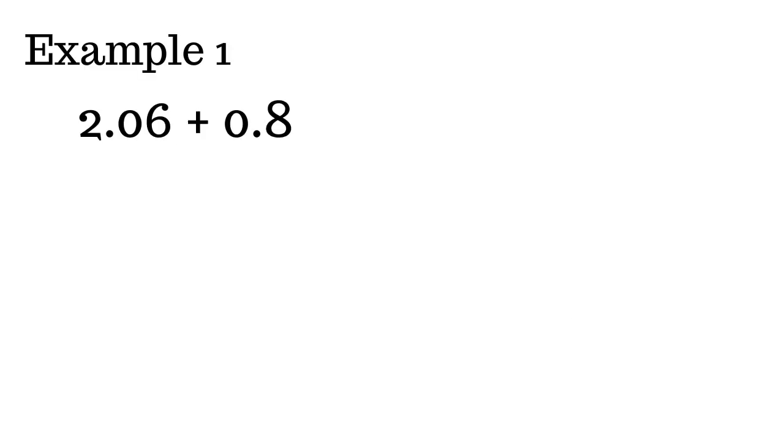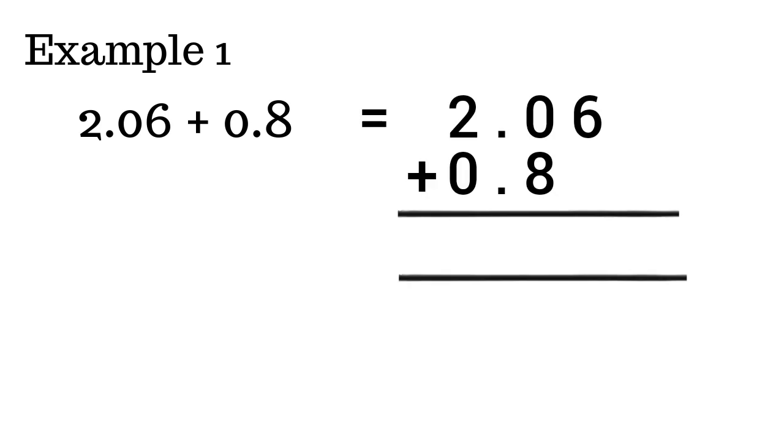Example 1. 2.06 plus 0.8. We arrange this such that the points are on top of each other. Then we fill the empty space with 0 and add the numbers together like they are whole numbers. 6 plus 0 is 6. 0 plus 8 is 8. Dot, we put our dot. 2 plus 0 is 2. So the answer is 2.68.